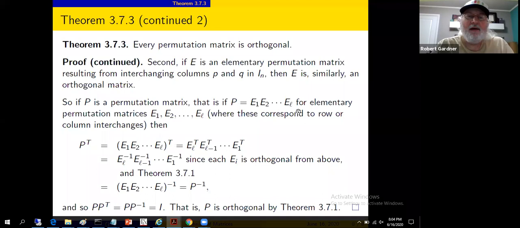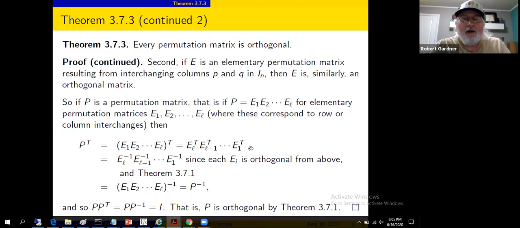All right, so we can represent P as, say, E1, E2 through E sub L. And the types of matrices that these E1 through E sub L's are, they're like E sub PQ. That means they're orthogonal. We've already shown they're orthogonal matrices. All right, so let's look at P transpose. Well, I got P written as this product, so we'll take the transpose of that product. You know how transposes interact with products. You write the product down backwards and put transposes on each of the matrices.